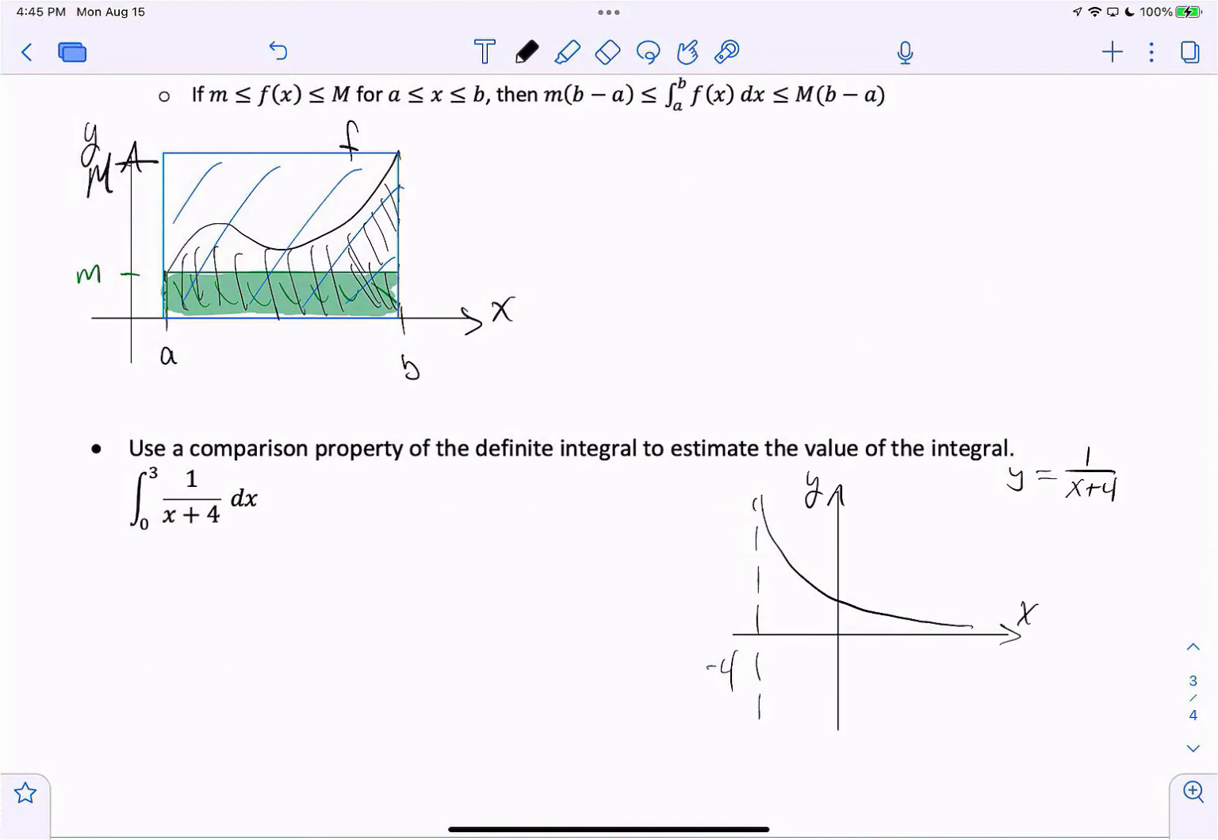And we're looking at the interval from 0 to 3. So we're finding an estimate for that area. Notice that this function is decreasing. That's kind of good to know. It's like there aren't any wiggles in it or anything.